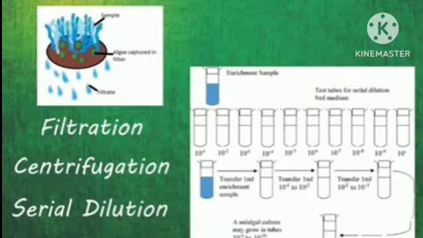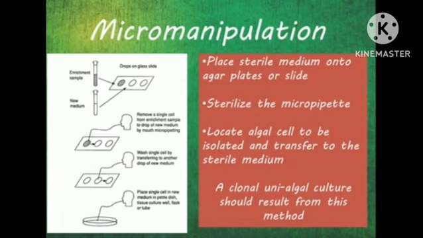And serial dilutions also. The diagram on the right shows test tubes with 9 ml medium each, labeled 10 power minus 1 to 10 power minus 10. Procedure: take 1 ml of the enrichment sample and add it to the 10 power minus 1 tube, and mix. Take 1 ml from 10 power minus 1 and add it to 10 power minus 2, and mix. Repeat until 10 power minus 10. Why? Each dilution reduces the number of cells.